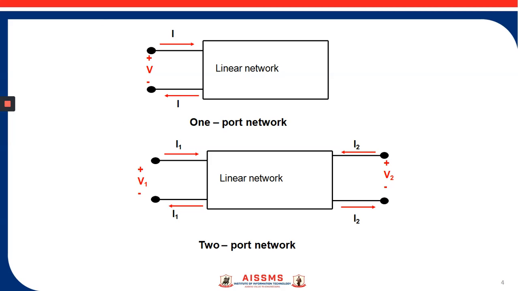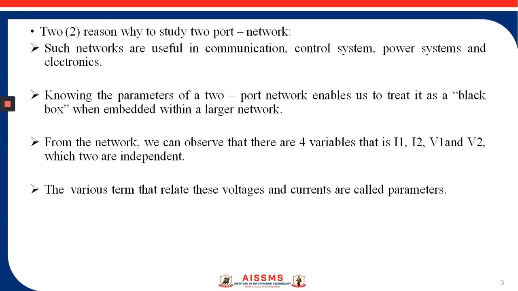So we can see in this diagram that the first diagram is the one port network consisting of only one port, and in the second diagram the two port network consists of one input port and another is the output port. Two port network, what is the reason to study that? The networks are useful in communication, control system, power system and electronics.